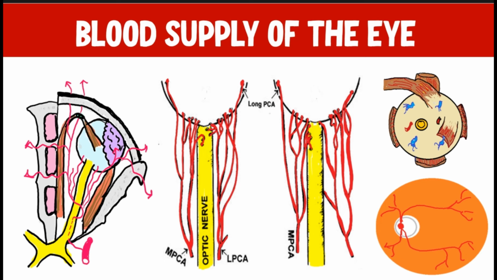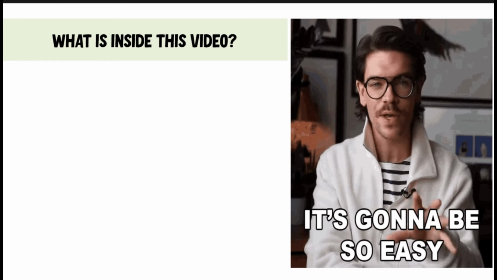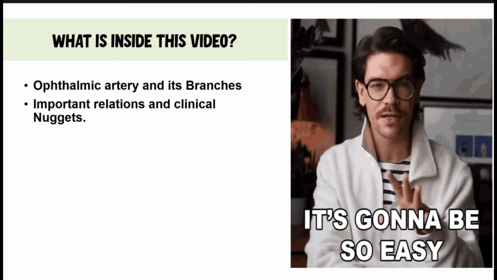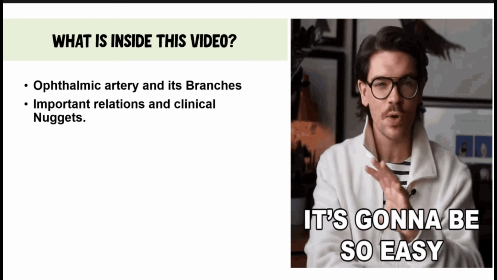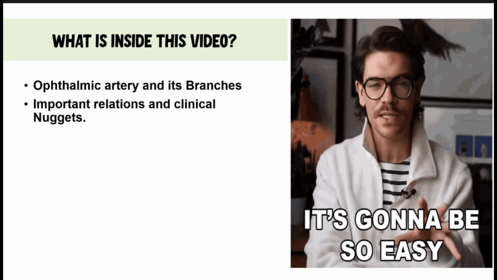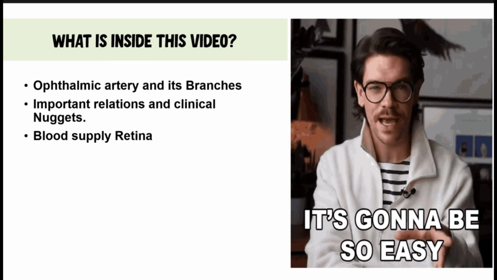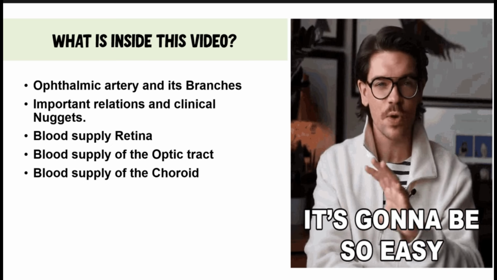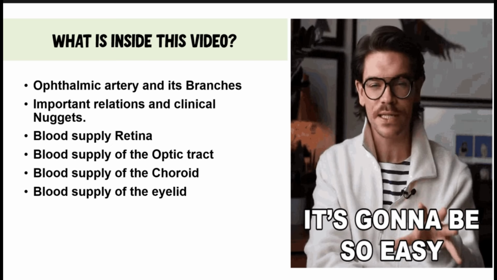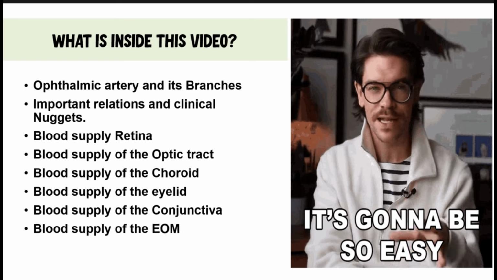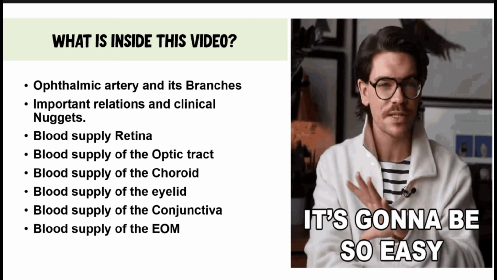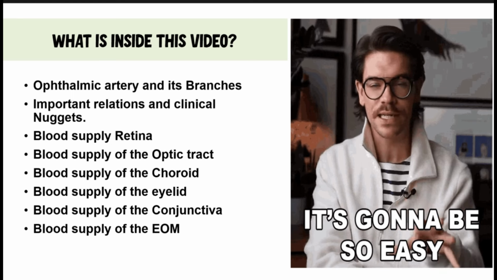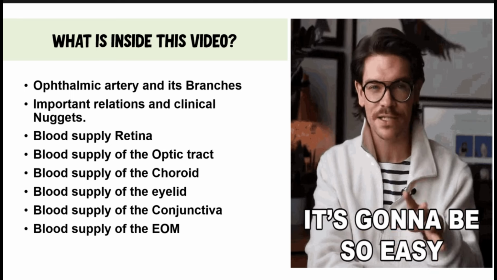Today we are studying the ocular blood supply. So in this video, we shall be talking about the ophthalmic artery and its branches, important relations of the ophthalmic artery and certain important clinical nuggets, blood supply of the retina, blood supply of the optic nerve and the optic tract, blood supply of the choroid, blood supply of the eyelid, conjunctiva, and the blood supply of the extraocular muscles. Trust me, it's going to be easy as long as you follow along and not skip the video in between.